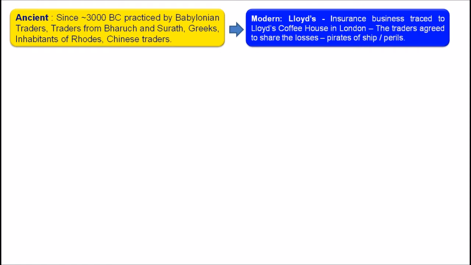Means because of pirates or perils, if something happens to any one ship, that loss has to be shared by all the traders. This is how they agreed at Lloyd's Coffee House. This is very important. You can expect it definitely in your exam. Just remember Lloyd's, right? What it is?